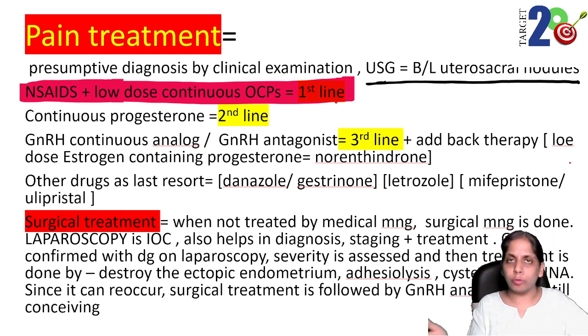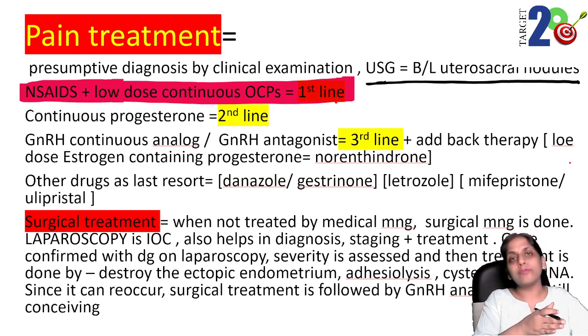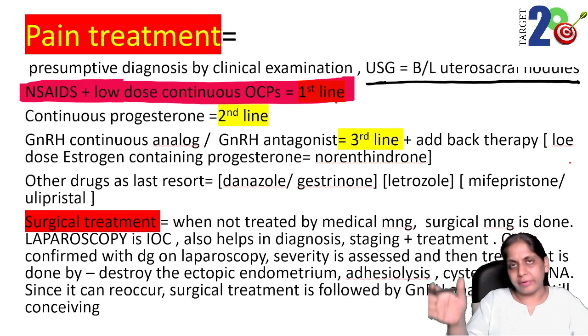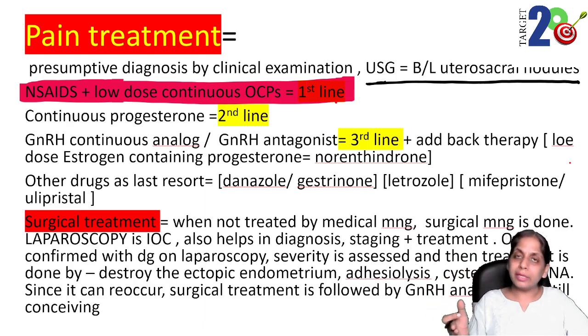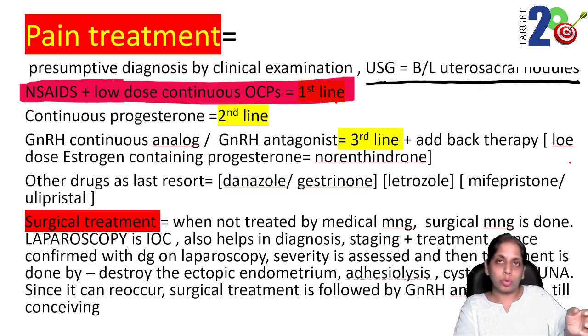What is the regime of OCPs we give usually? We give 21 days, 7 days off, 21 days, 7 days off. But here we will give continuous, because when we give 7 days off, there is bleeding, and whenever there will be endometrial shedding, there will be a lot of problems, right? We have discussed it in pathology. So this time we will not let the endometrium shed, and we will give the continuous OCPs, and that will be of low dose also.